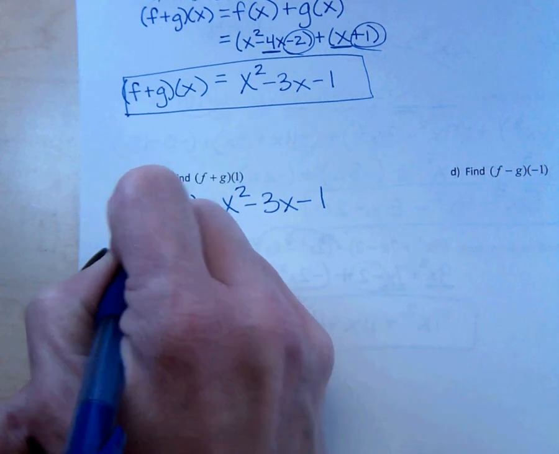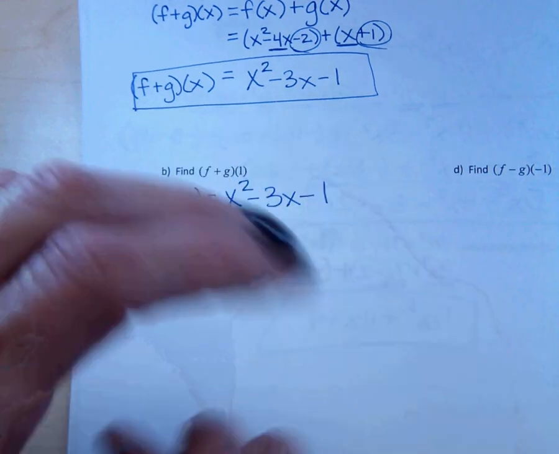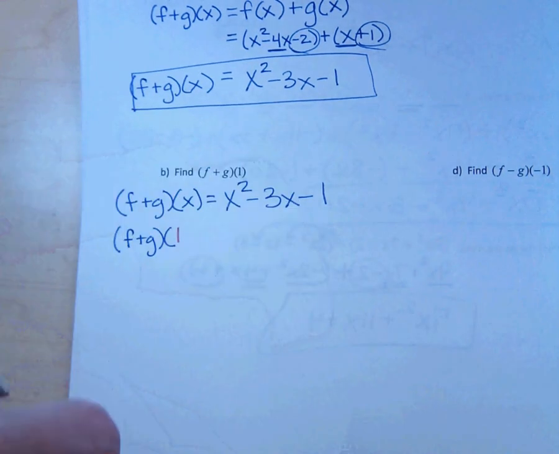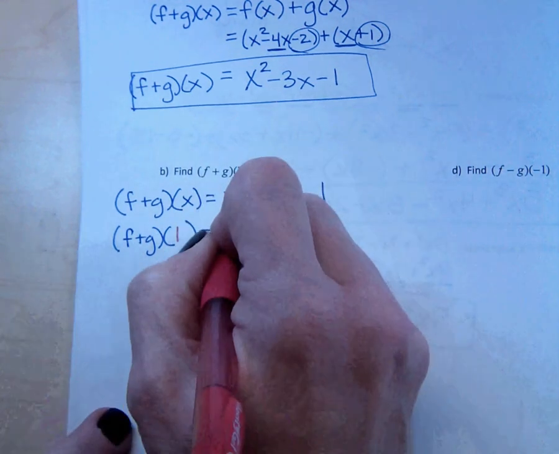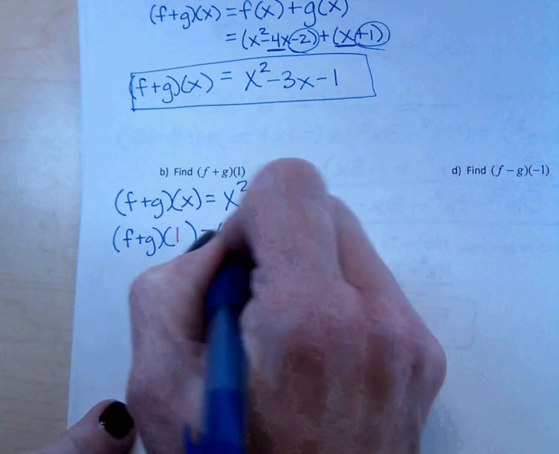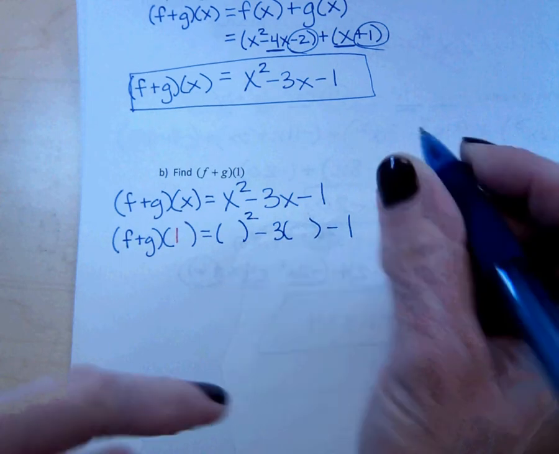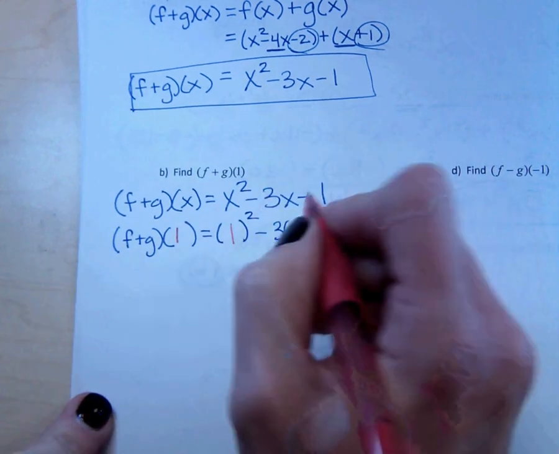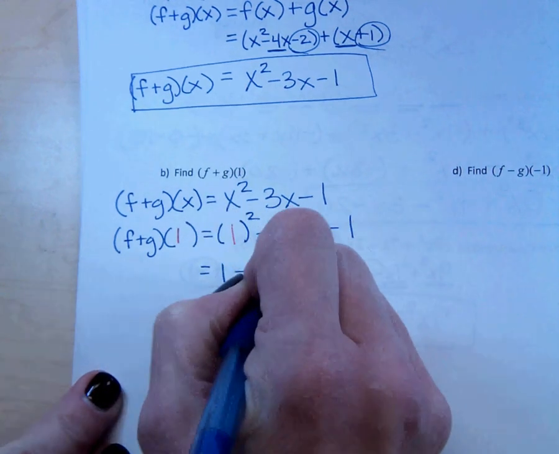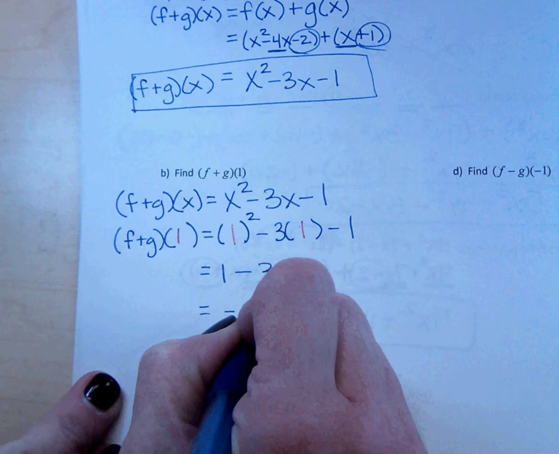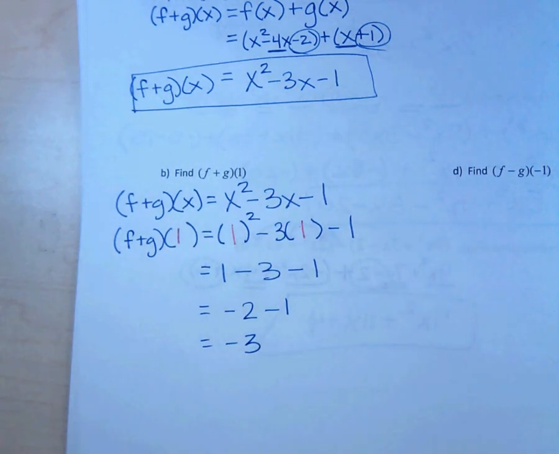So now what it's telling me to do is, okay, take that f plus g function you found, and now let's evaluate it for when the variable is equal to 1. So that means everywhere I see an x, I'm going to replace it with a 1. So I'm going to put in an open parenthesis for everywhere that an x will go. So 1 squared minus 3 times 1 minus 1. So that's going to be 1 minus 3 minus 1, which simplifies to negative 3.